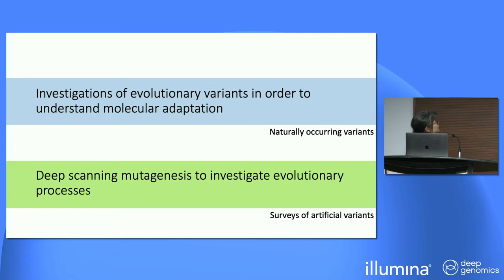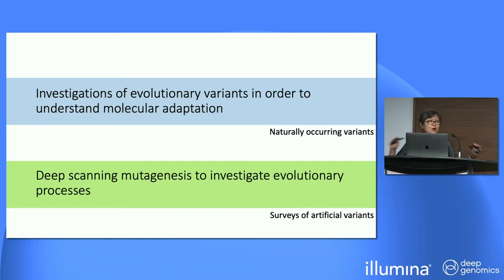And then, as I mentioned, more recently we have also begun to explore the power of laboratory-created variants and variant surveys to investigate evolutionary processes. We're still at early stages in this area, but we think there's a lot of exciting potential ahead. Although deep scanning mutagenesis is becoming more and more widely used, it's largely underexplored for evolutionary applications.